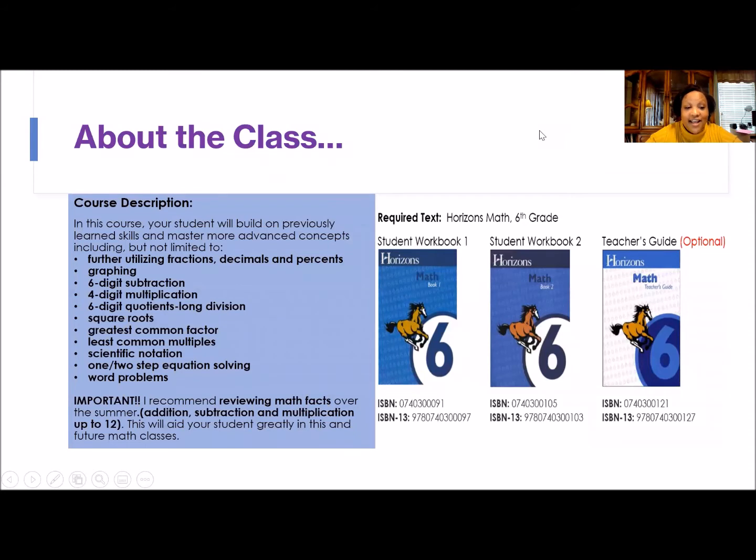A little bit about the class. In this course, your student will build on previously learned skills and master more advanced concepts. So it's really important that your student has successfully completed fifth grade math before they come to this class. Some of the concepts that we'll be covering are fractions, decimals and percents, graphing, six-digit subtraction, four-digit multiplication, six-digit long division, square roots, greatest common factor, least common multiples, scientific notation, one- and two-step equation solving, and word problems.